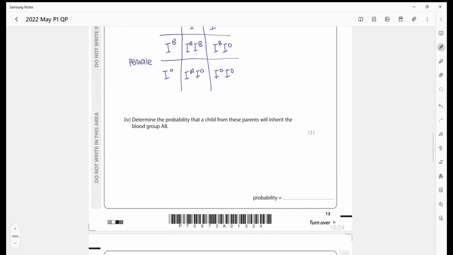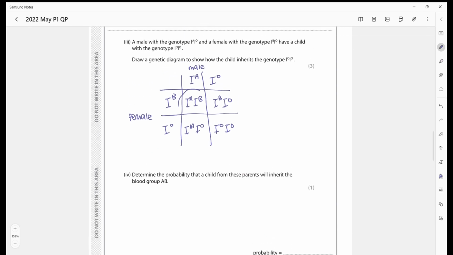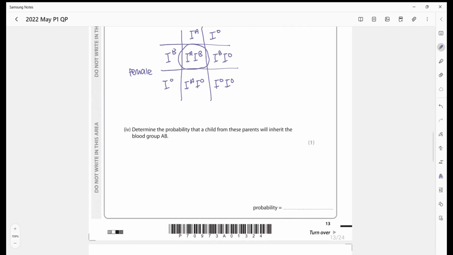Okay, the next part. Determine the probability that a child from these parents will inherit the blood group AB. So if you can see here, this would be the offspring that would have the blood group AB, and that is 1 in 4. So you can say 1 in 4, you can say 25%, you can say a quarter, that's fine.